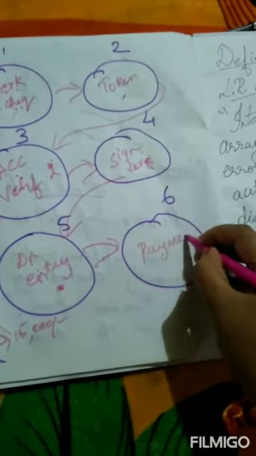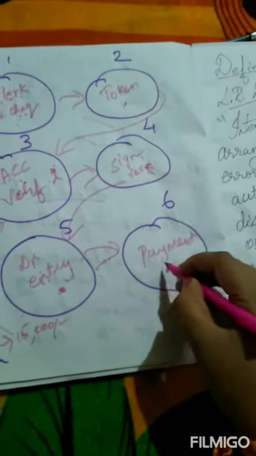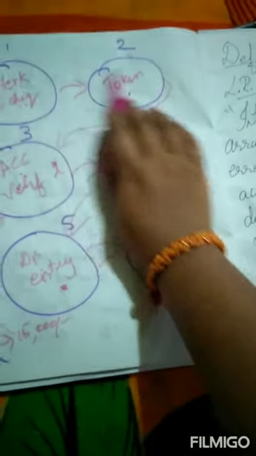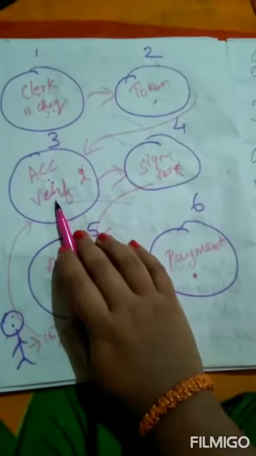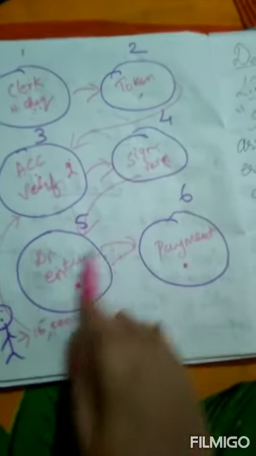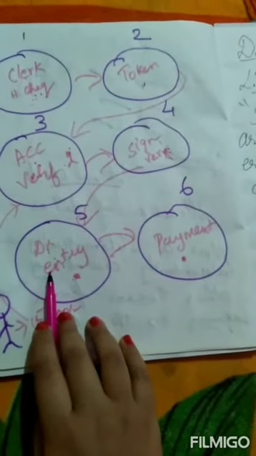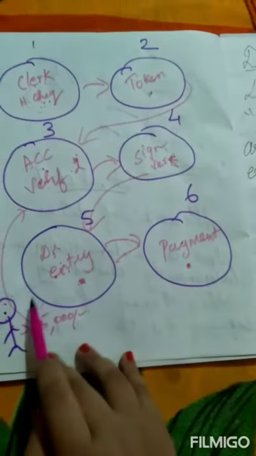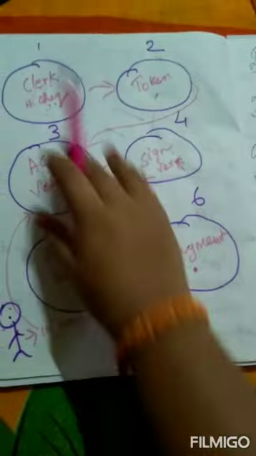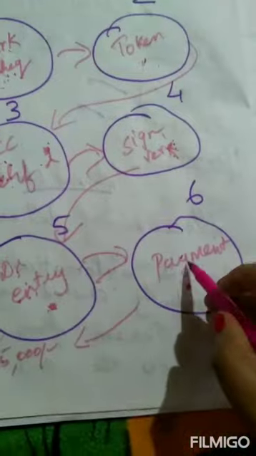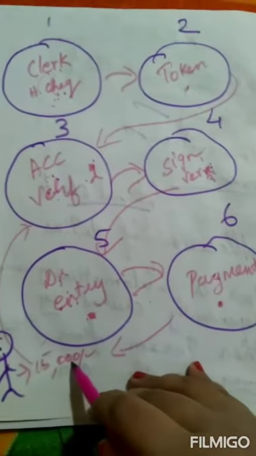Next, moving to the next counter, payment. So this employee again has to check whether the customer has handed over the check, whether the token has been given to the customer, whether the customer's account is verified, whether the signature is verified, whether the entry has been done in the passbook. Then he has to give the payment to the customer. Okay, so duties are allotted.